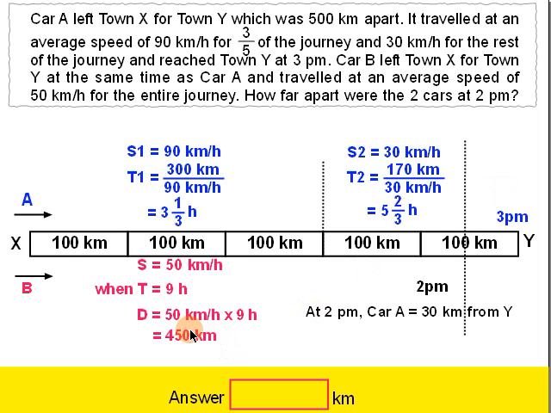The entire journey is 500 km. So car B traveled 450 km. That means he was 50 km away from town Y, whereas car A was 30 km from town Y. So what is the distance apart? Which is the difference here, 50 minus 30. So car B was 20 km apart from car A at 2 p.m. And that's the answer.